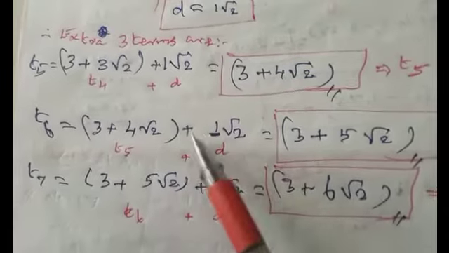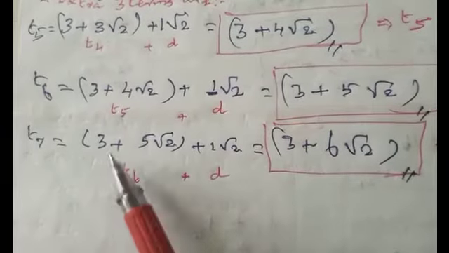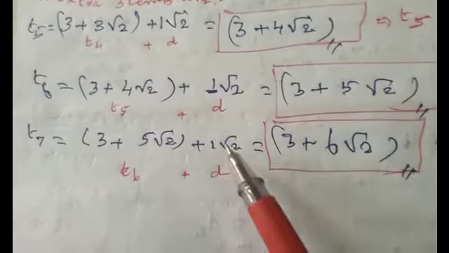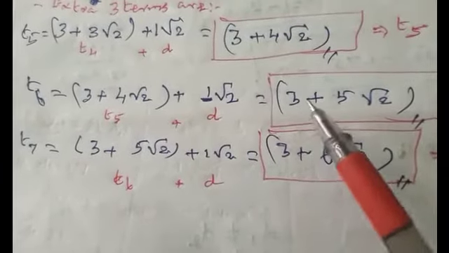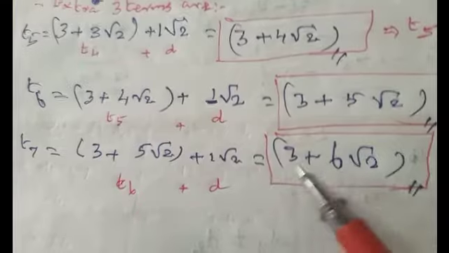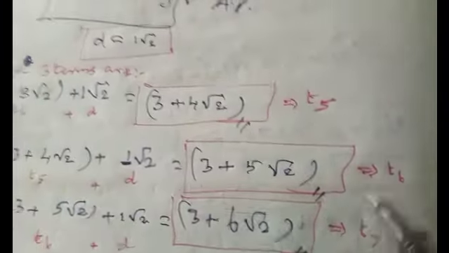T6 means T5 plus the difference. So 3 plus 4 root 2 plus 1 root 2, the 3 stays as it is, and 4 root 2 plus 1 root 2 is 5 root 2. Next, T7 is T6 plus the difference, so T6 is 3 plus 5 root 2, plus 1 root 2. That gives 3 plus 6 root 2. So these are the extra 3 terms, and this is called the common difference.